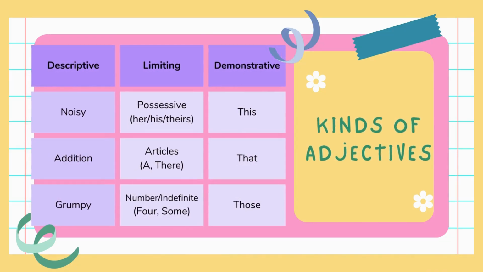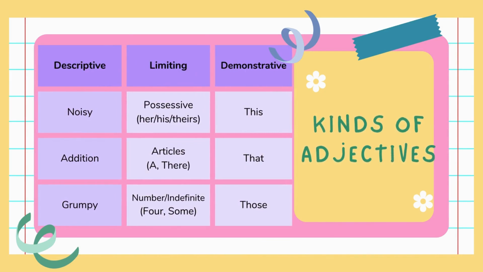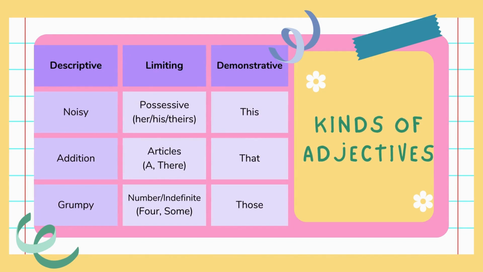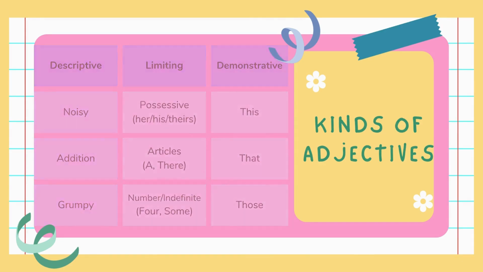There are 3 main types of adjectives: descriptive, limiting, which includes possessive, articles, numbers, and indefinite, and demonstrative. Descriptive adjectives are used to describe the physical or personality traits of a person or thing. Limiting adjectives help define or limit a noun or pronoun. They tell which one, what kind, how many, or whose. And demonstrative adjectives point out specific people or things.